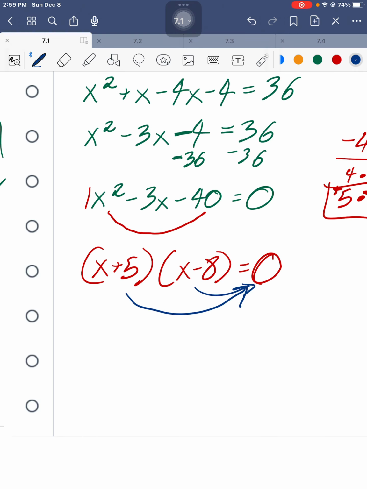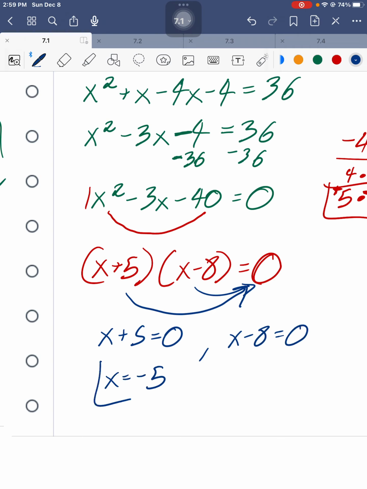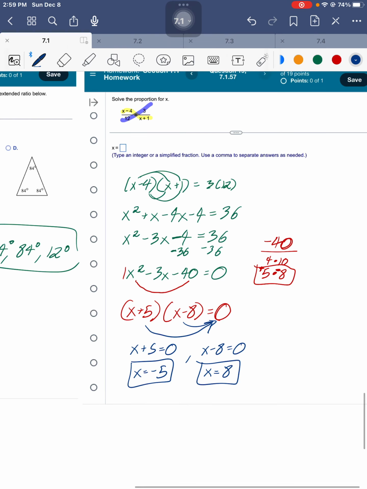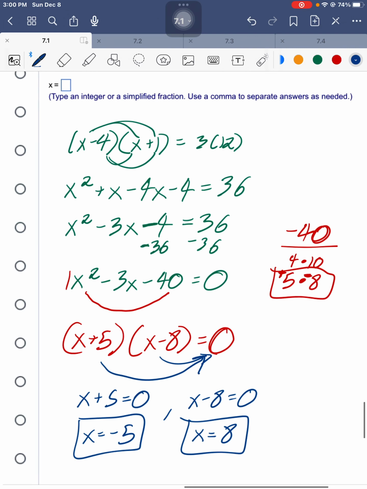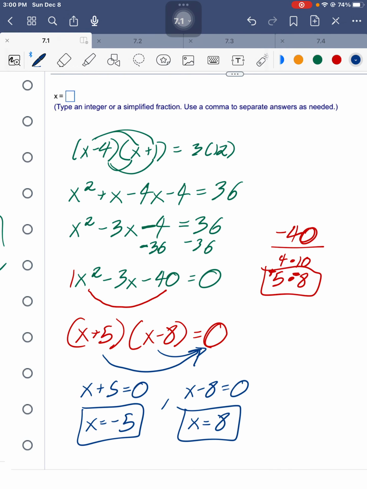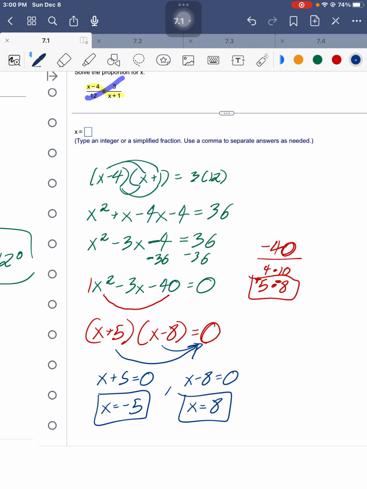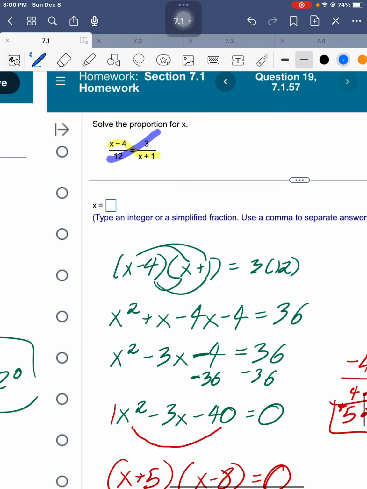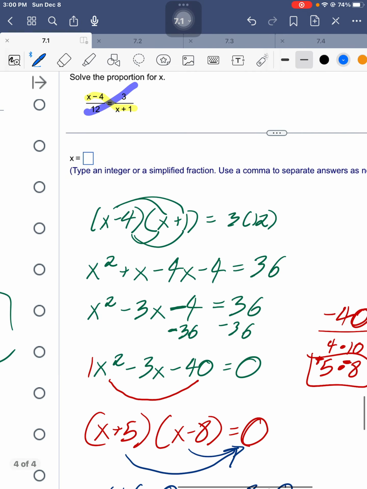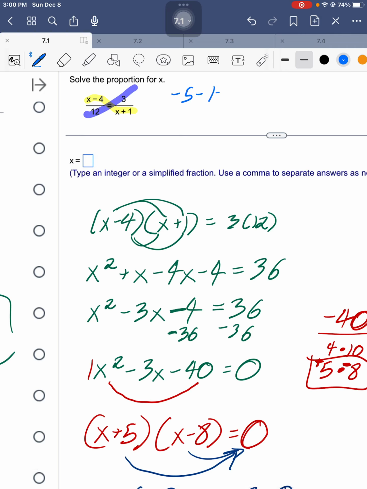Now I need to set these both equal to 0. So x plus 5 equals 0, and x minus 8 equals 0. So my x will be negative 5, and my other x will be positive 8. So whenever you use the quadratic and you find your x's this way, you need to plug them in to see if they actually yield you an equal proportion. So let's try negative 5 first. Negative 5 is the first one.